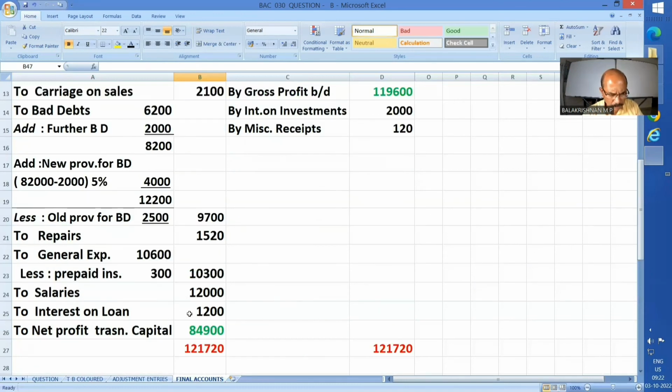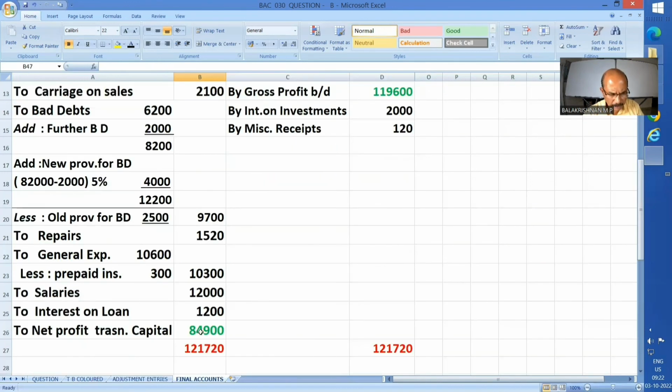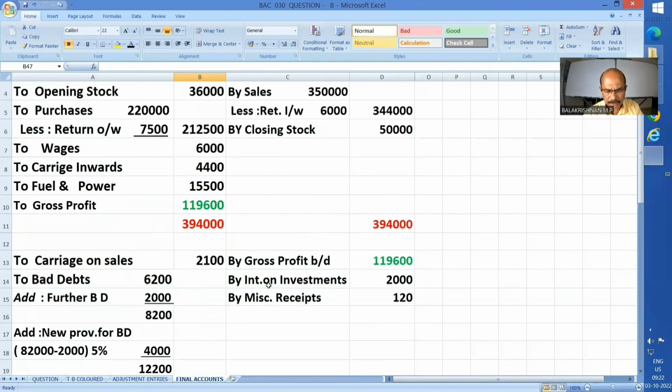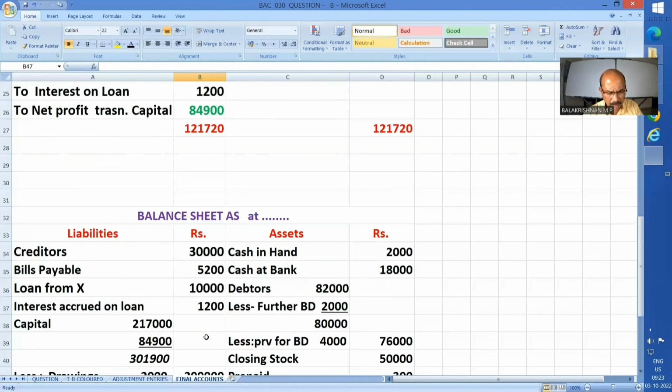Interest on loan 1,200. I worked out and shown here 1,200 rupees. Okay, that I am showing here. And this side, everything is very clear as it is. So 1,21,720 income side, I put it here. I find a balance of 84,900 being my net profit, which I'm transferring to my capital.